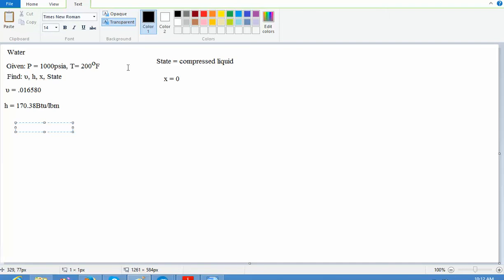That's all. We found the specific volume, the enthalpy, the quality, and the state.